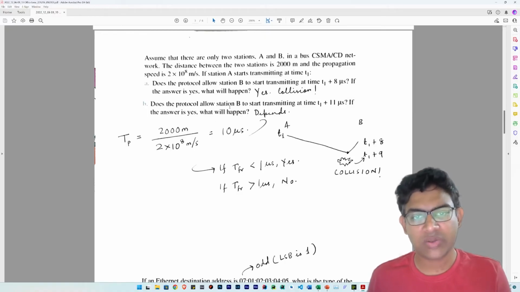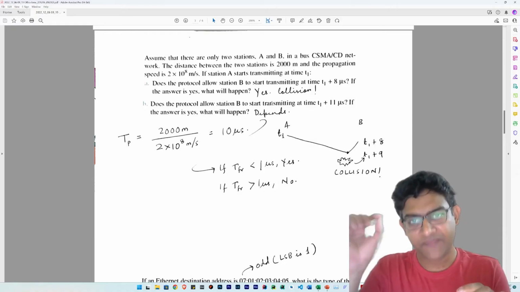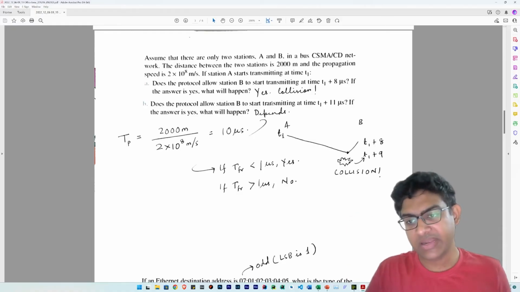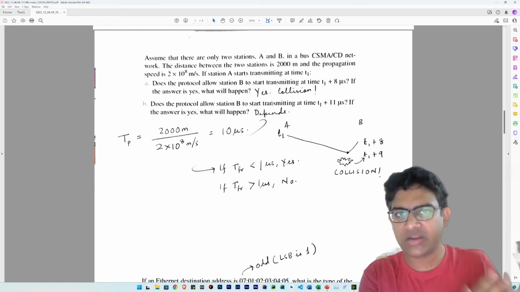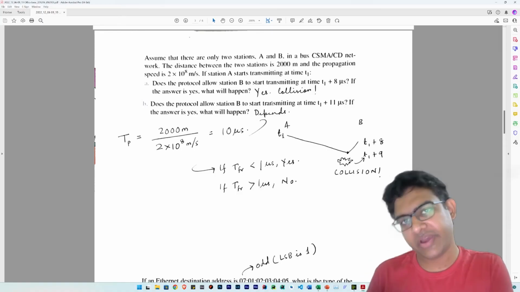Does the protocol allow station B to start transmitting at time T1 plus 11 microseconds? If the answer is yes, what will happen? Well, it depends how big the frame of A is. If A's frame is very long, the first bit of the signal will reach B at T1 plus 10, because T1 is when A started to transmit and 10 is the propagation delay.